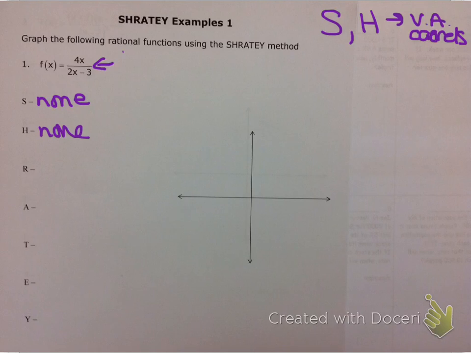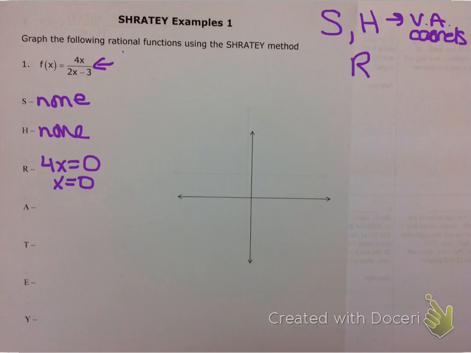So then if you look at your reference handout again, the next step is R, and that's to locate the roots of your equation. It actually says it on the reference handout: take your numerator and set it equal to 0 and solve it. So in this case, you would have one root, and it would be at x equals 0.